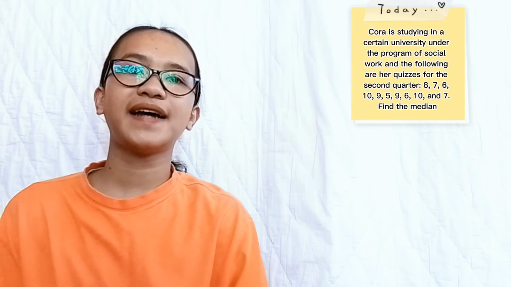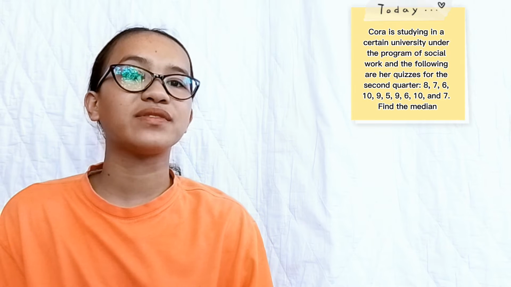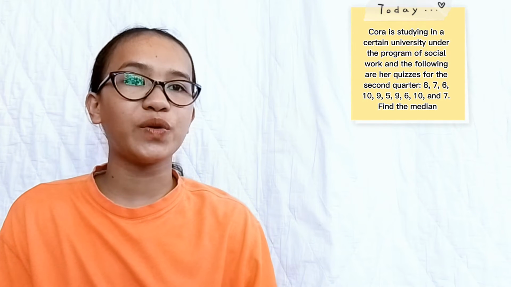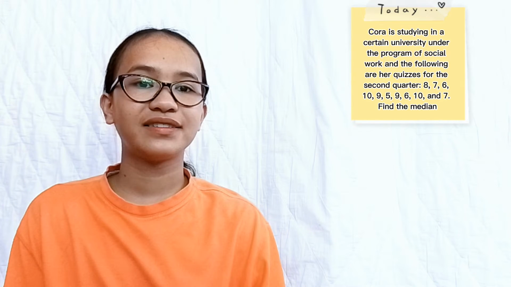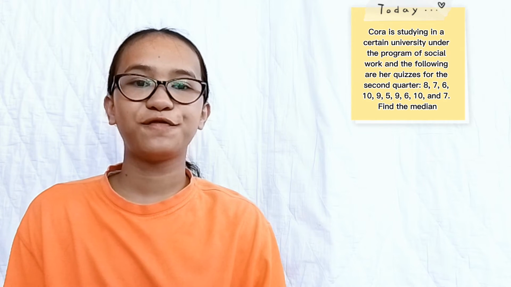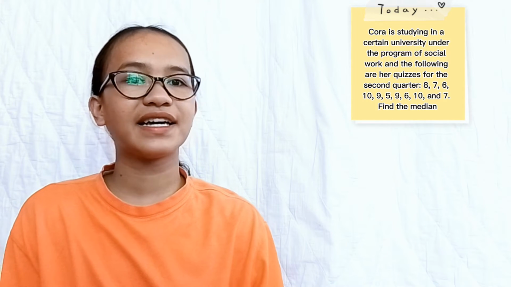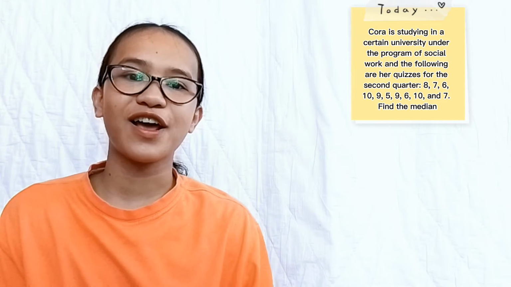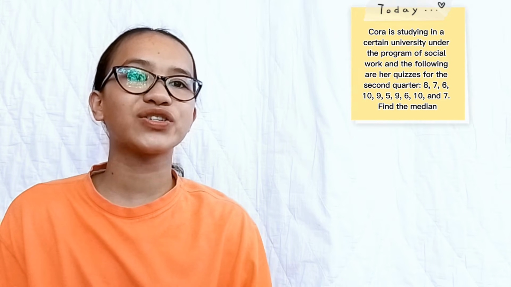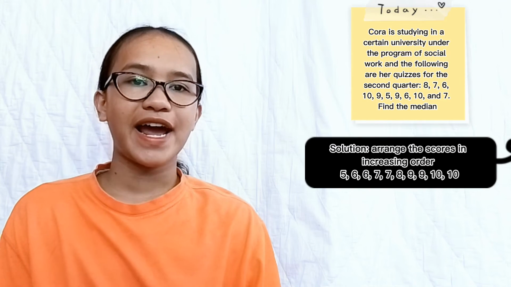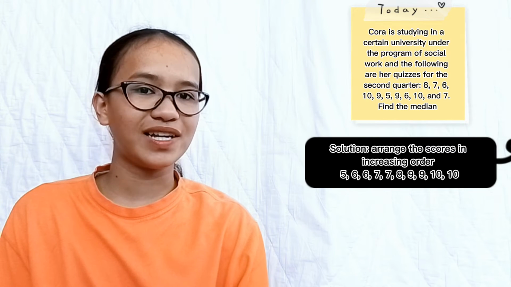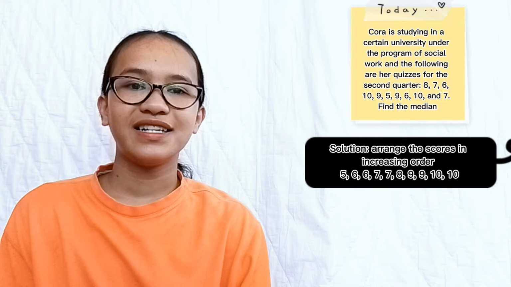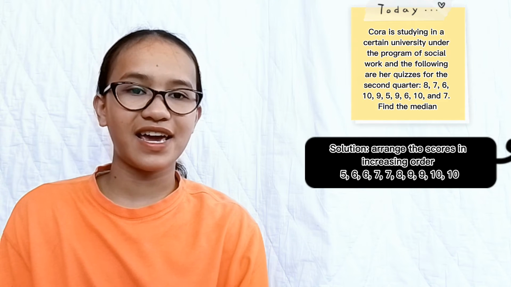Let's have our second example for our median. Cora is studying in a certain university under the program of social work, and the following are her quizzes for the second quarter: 8, 7, 6, 10, 9, 5, 9, 6, 10, and 7. Find the median. First step, all you have to do is to arrange the scores in increasing order. And the arrangement is 5, 6, 6, 7, 7, 8, 9, 9, 10, and 10.